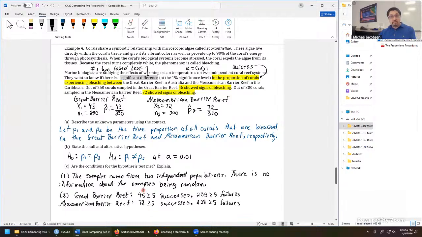Be sure to show these counts specifically, 45, 72, 205, 228 on homework assignments. And when we do this on the final exam, you'll need to show those counts as well. So here, with all of these conditions passing, we can say the sample size is large enough.